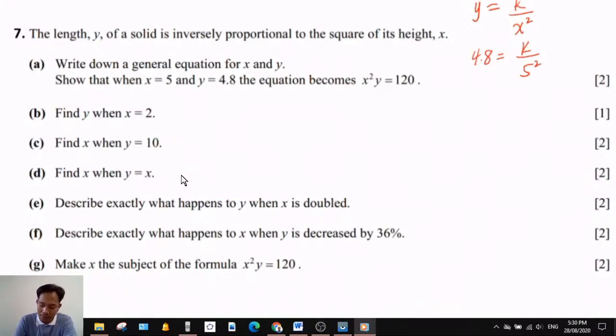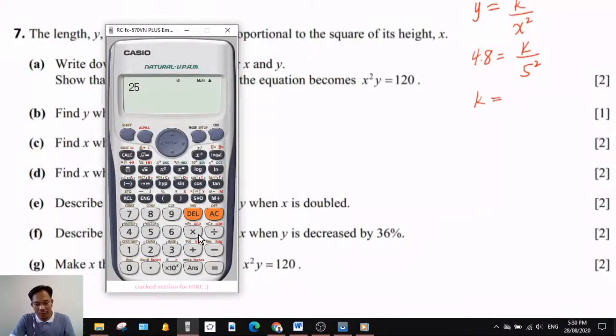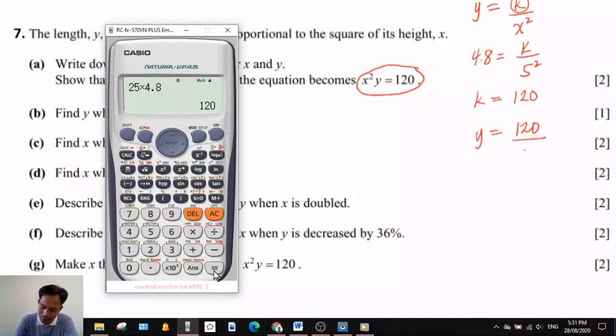Okay, 5 squared is 25. 25 times 4.8, k is equivalent to, let's calculate, 25 times 4.8, I'll have now 120. How do I show that it becomes like this? I want to change the k to 120, so it will become y is equal to 120 divided by x squared. Then I'll just multiply x squared, then y is equal to 120. Shown. So I was able to show question letter A.